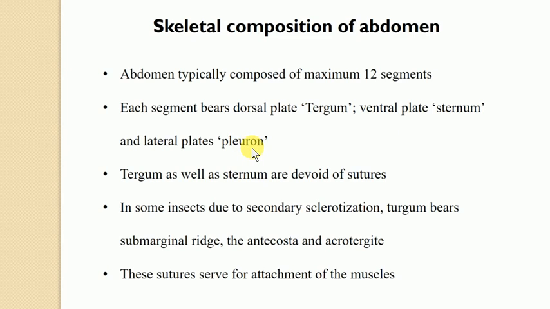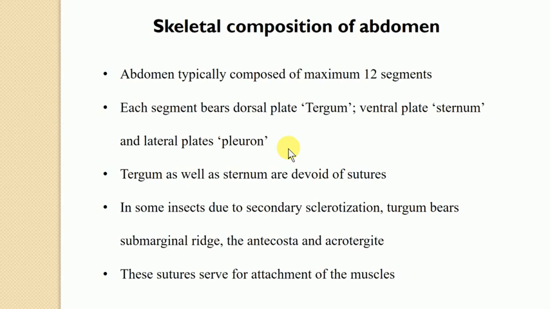The tergum as well as the sternum are devoid of sutures. Whatever sutures we have learned in the thoracic region for the tergum and the sternum are completely absent among the abdominal skeletal plates, for both tergum as well as sternum. The pleural membrane also does not possess a sclerite except in the case of the thysanura. Only they show the presence of such sclerites.